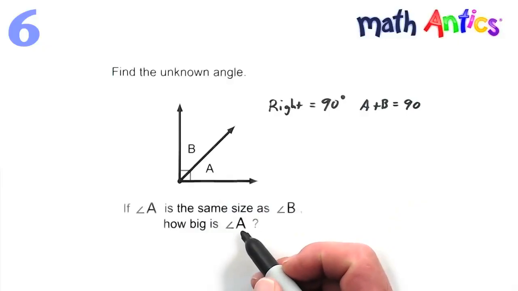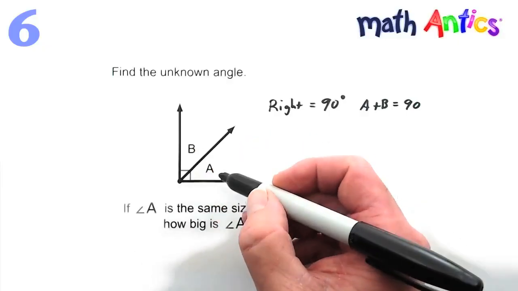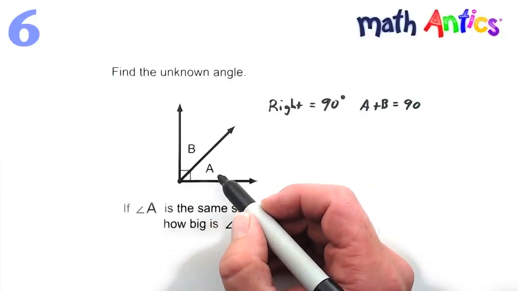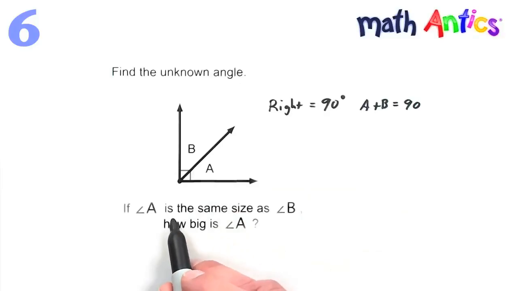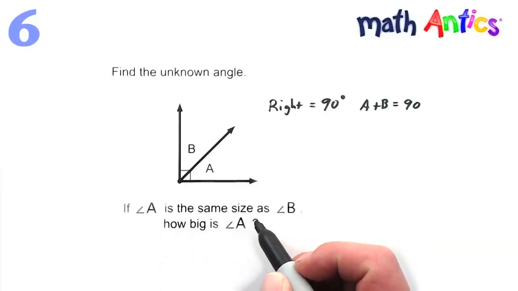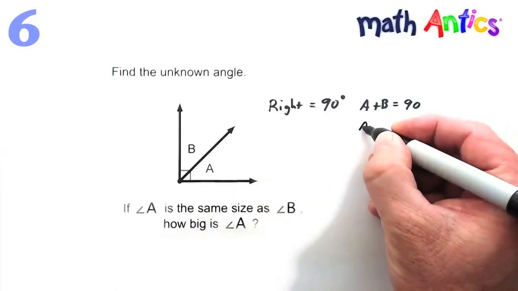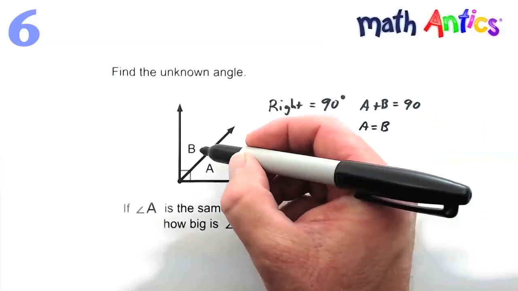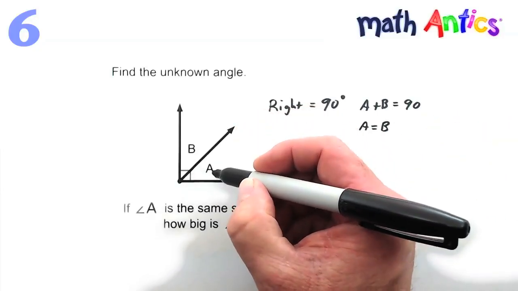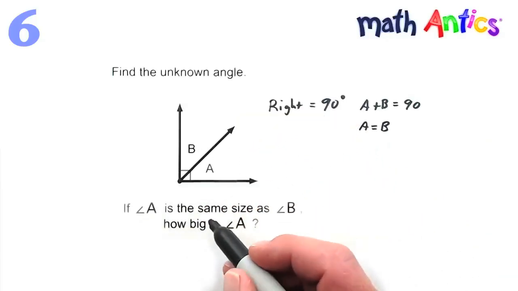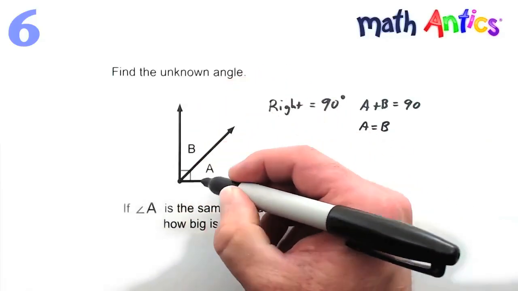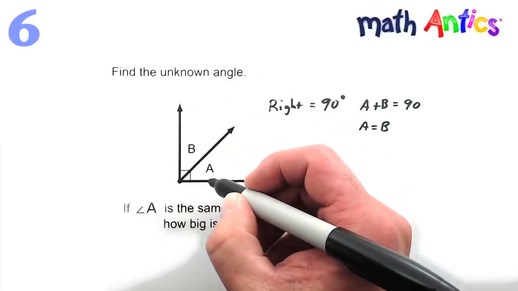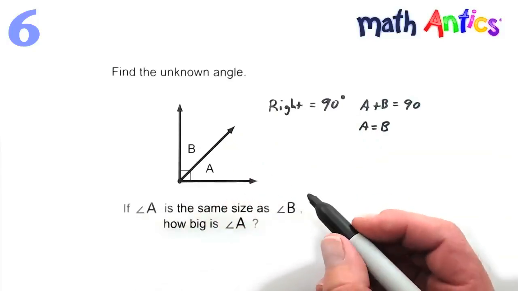The second thing that we need to realize in order to solve this problem: it wants us to find A. We don't know what B or A are. It doesn't tell us the value of them, but it does tell us that they're the same size. It says that they're equal. A equals B. And in order for that to be true, they must each be exactly half of the total. In order for them to be the same, you'd have to take the total and divide it exactly in half, and then you'd get A and B.